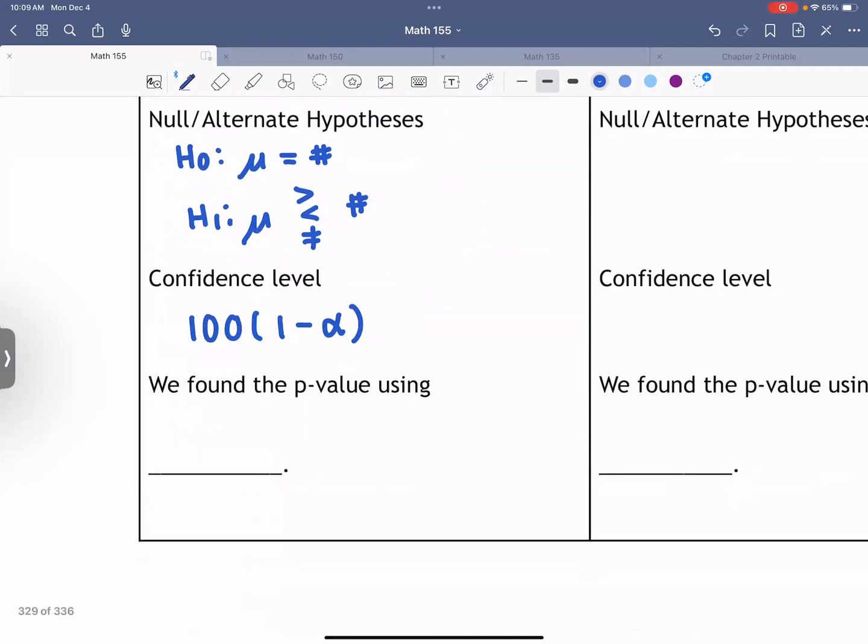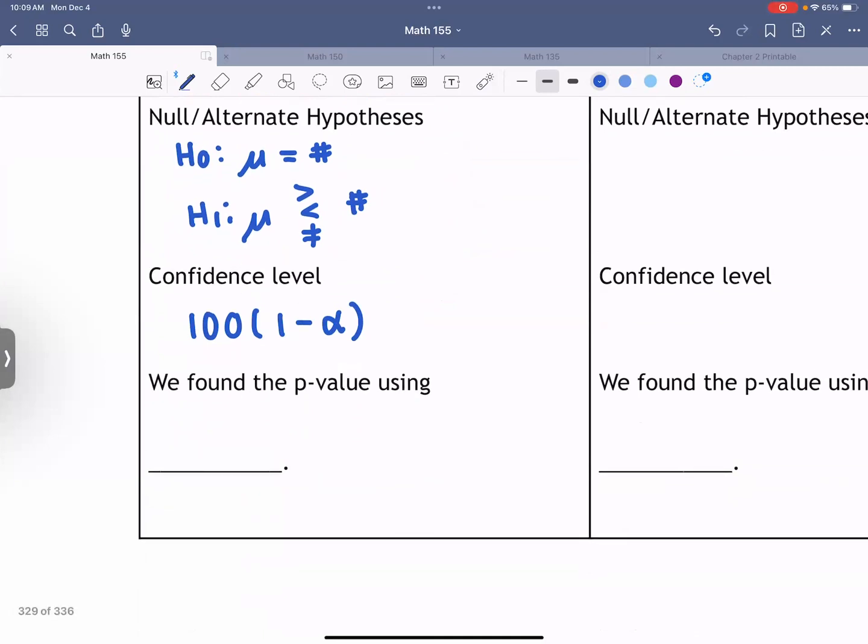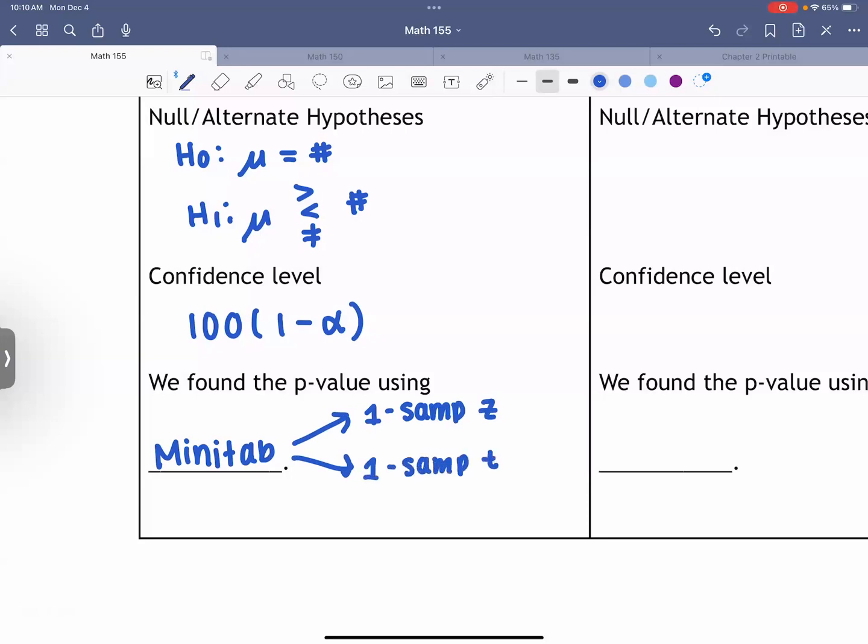Next, you had to find a p-value that told you if you rejected or failed to reject the null hypothesis. And you use Minitab to find it, right? So use Minitab. Okay. Now, there were two tests on Minitab that we used to find the p-value. One was the one sample z-test, and the other was the one sample t-test.